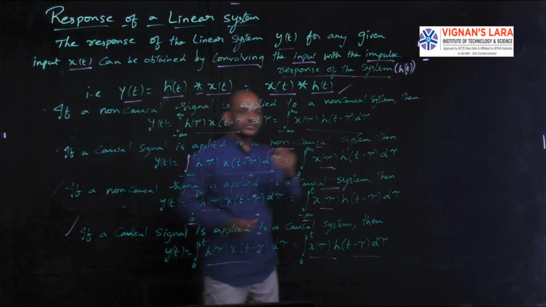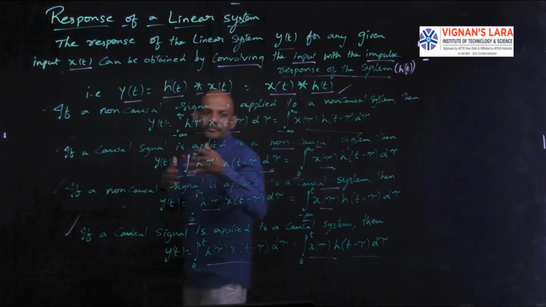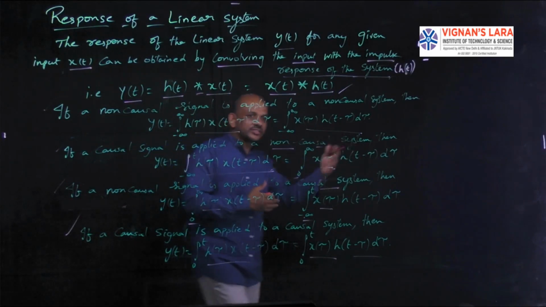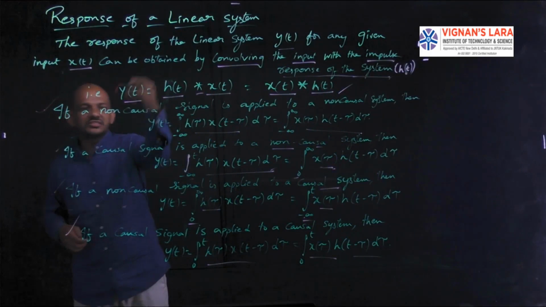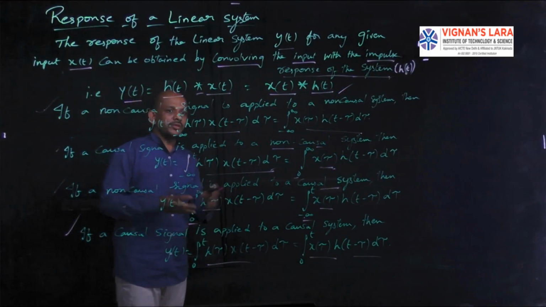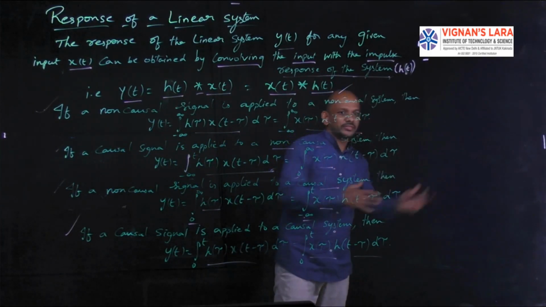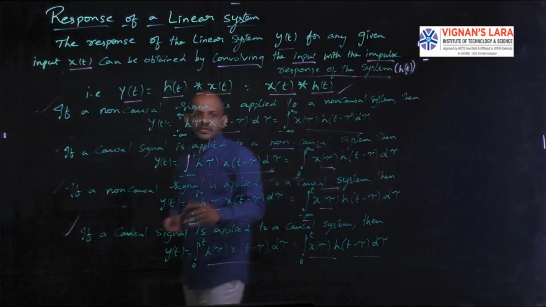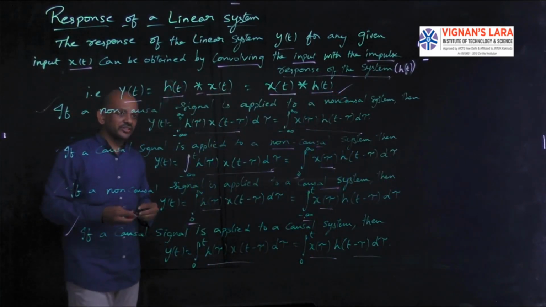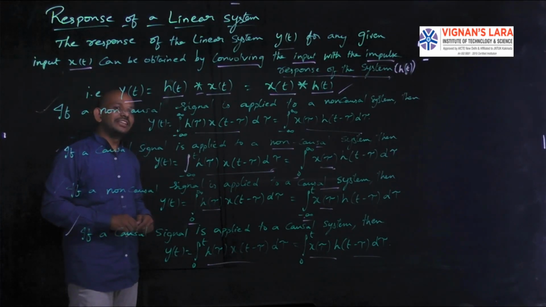So these are the four ways of getting the response of a system. When different signals are given to different types of systems, how can you find out the response? We can find out the response in these four ways. This is a combination of causal and non-causal signals applied to causal and non-causal systems. So these are four different combinations for getting the response of this system. This is the explanation about the response of a linear system.